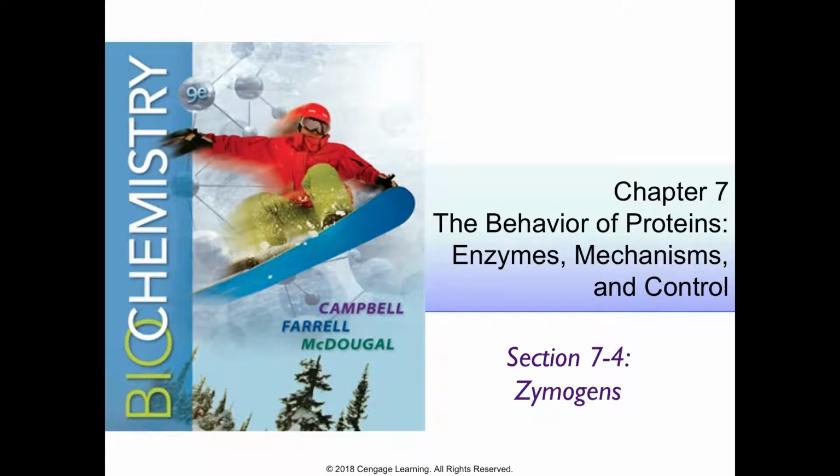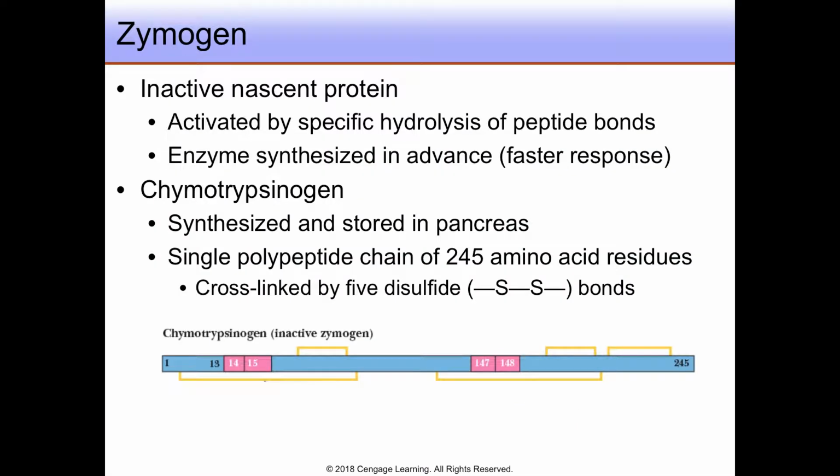As we continue our theme of control of enzyme behavior, let's consider another means of converting an enzyme from an inactive to an active form. Enzymes that are synthesized in an inactive nascent form to be later processed toward activity are referred to as zymogens. That is, they are in a form that may be generated as active enzymes. This occurs through targeted hydrolysis of specific peptide bonds within the protein.